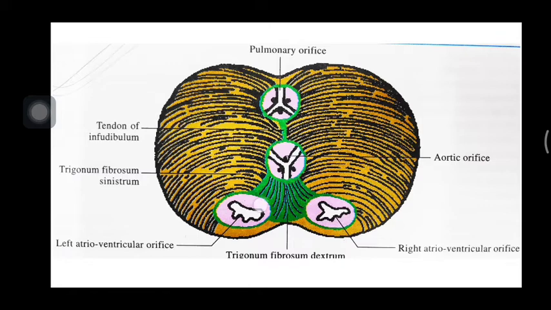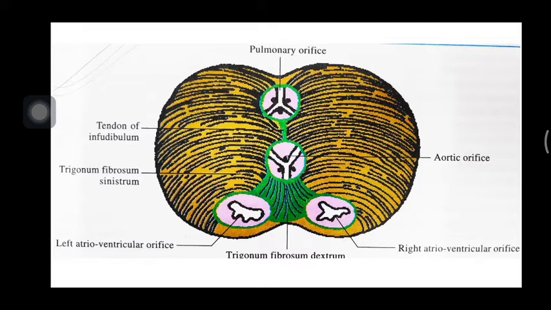That means this fibrous ring surrounds the orifice of mitral valve. This fibrous ring surrounds the orifice of tricuspid. This one for aortic valve. This one for pulmonary valve. So that was about the four fibrous rings.